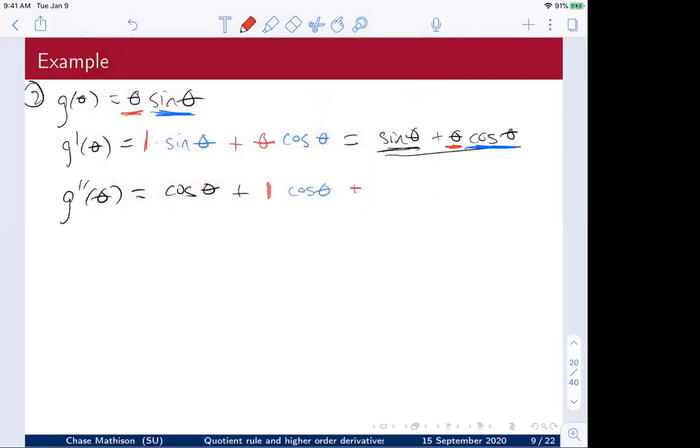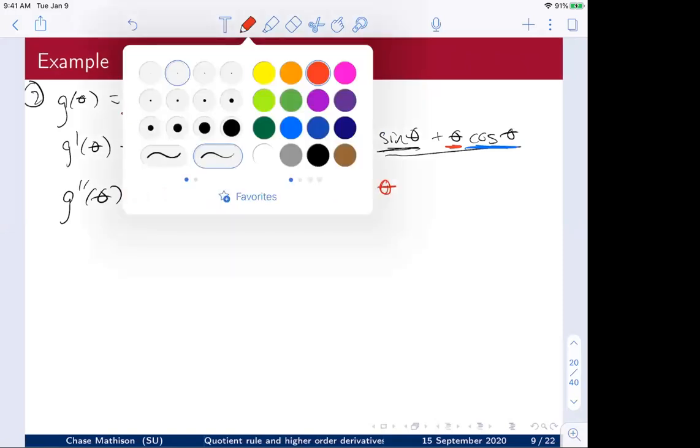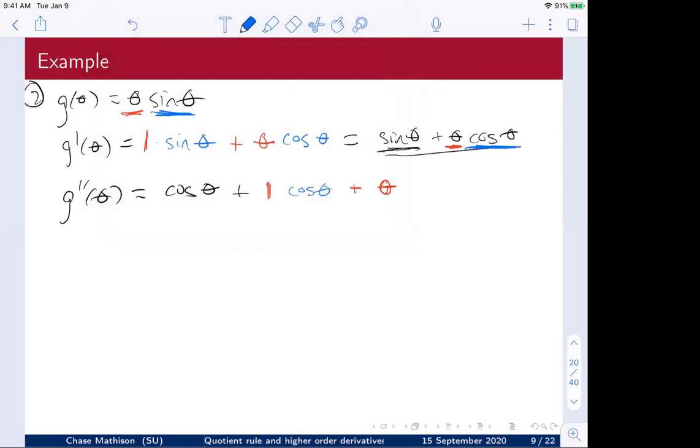Plus, now I'll leave the first function, the red function, alone. So plus theta times, I'll take the derivative of the blue function. So what's the derivative of cosine of theta with respect to theta? Negative sine theta. Perfect.